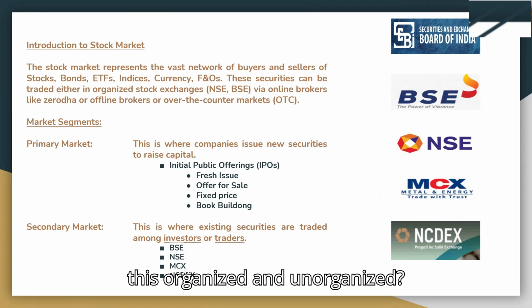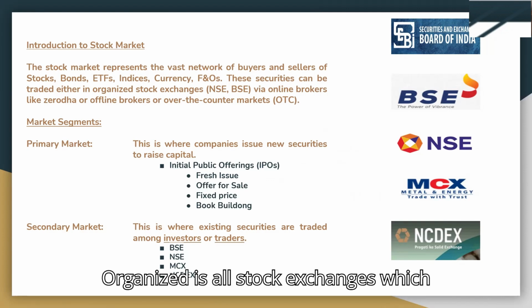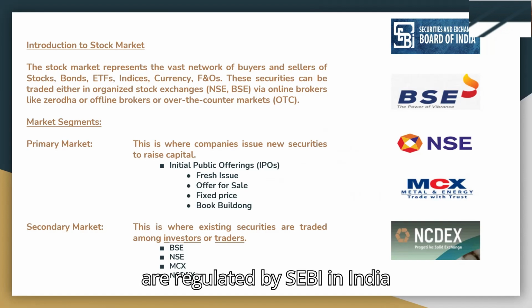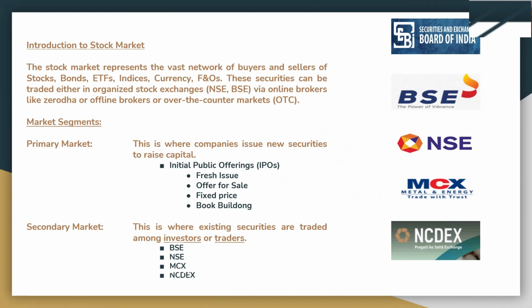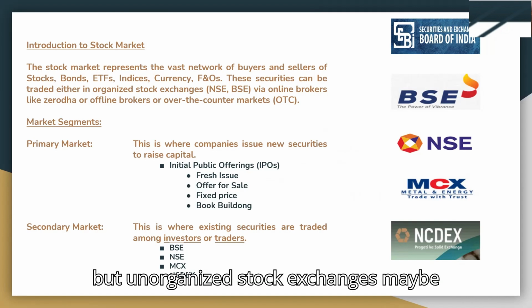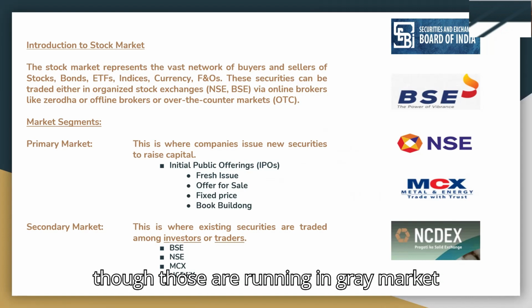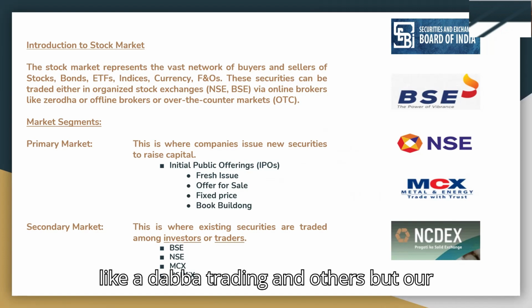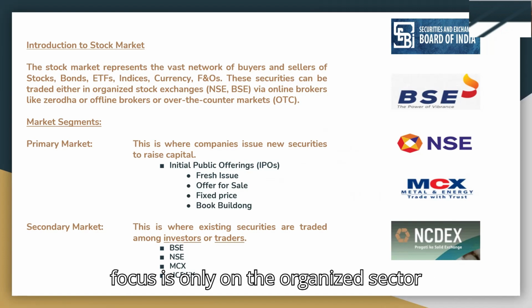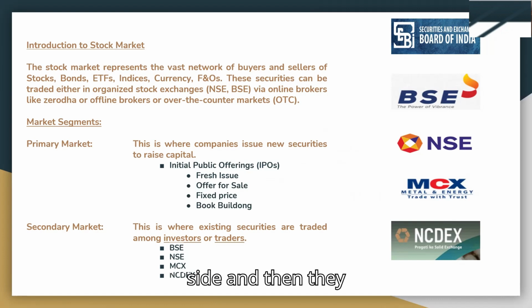What is this organized and unorganized? Organized means all stock exchanges which are regulated by SEBI in India or SEC in New York. Unorganized stock exchanges are those running in the gray market, like dabba trading and others, but our focus is only on the organized sector.